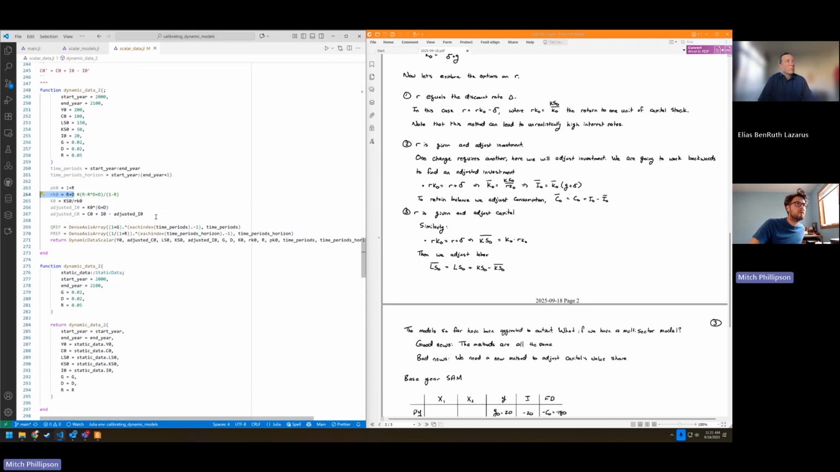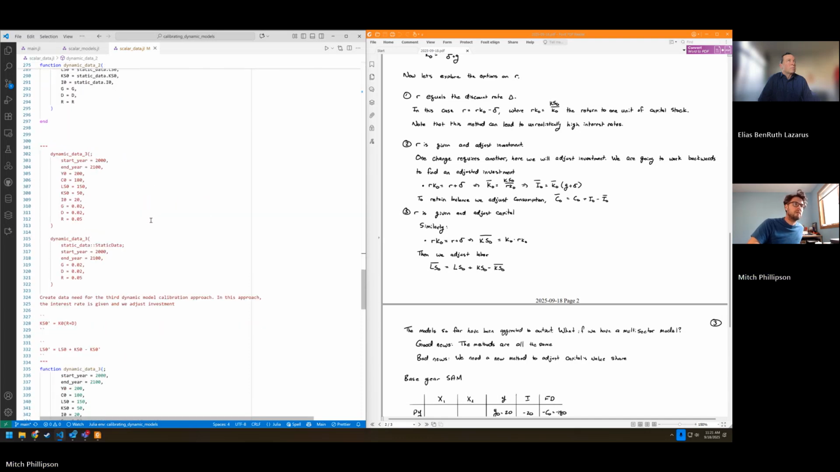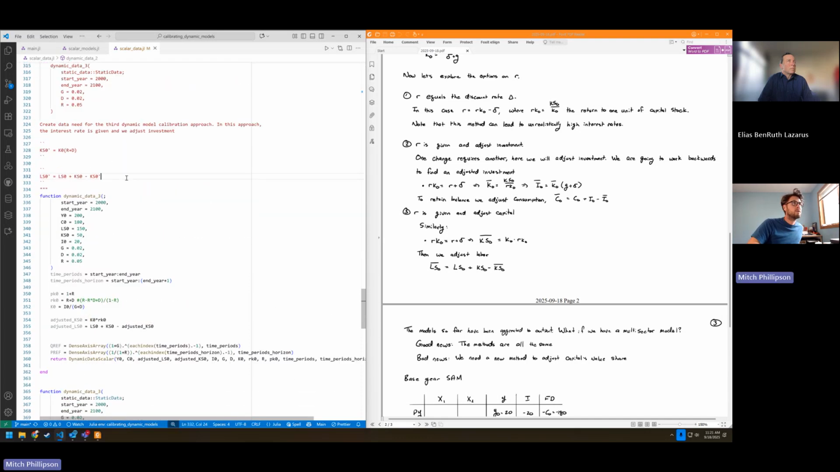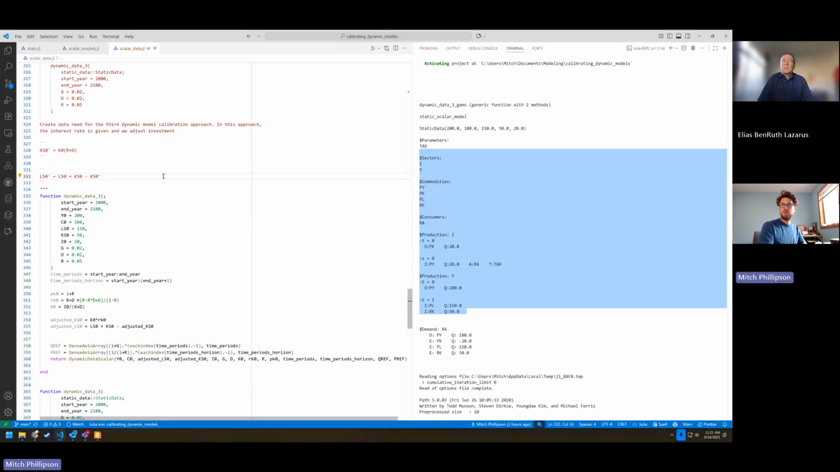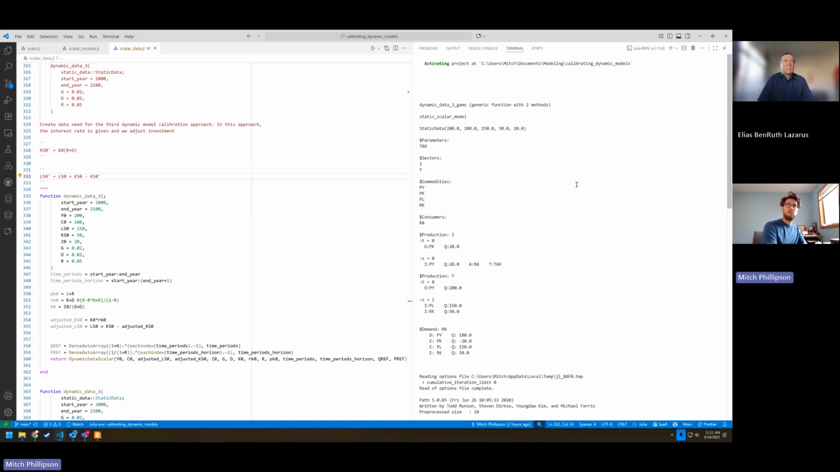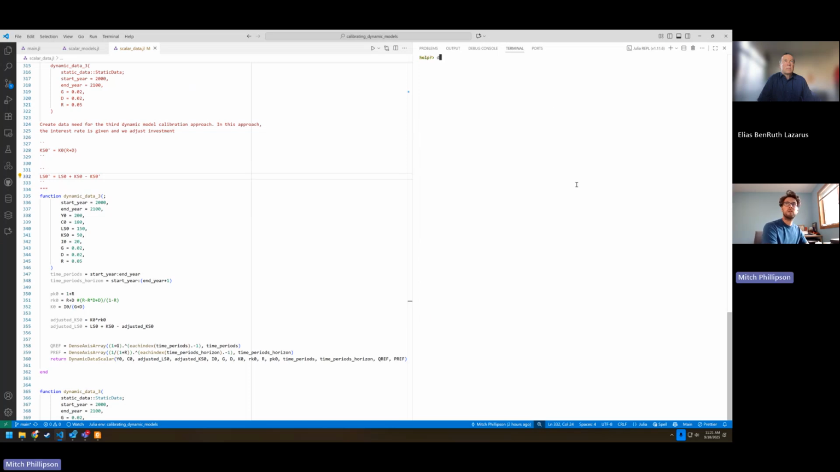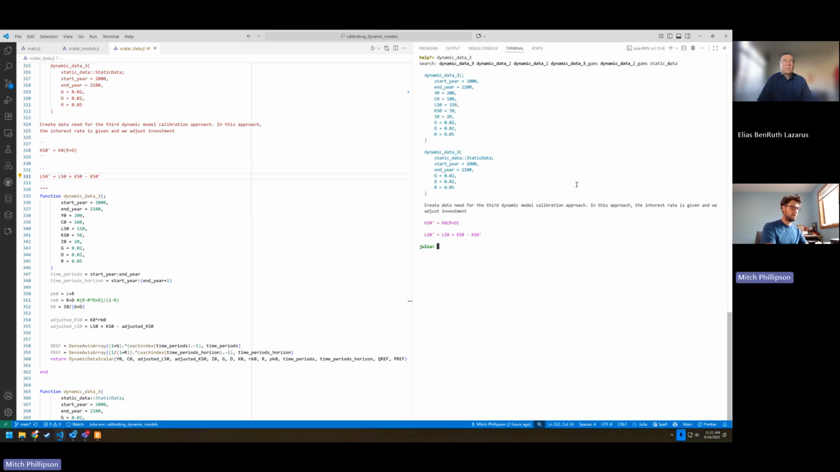And that's what we're doing here. Here we're adjusting investment and consumption. Here we're adjusting capital and labor. And I've set this up to be relatively intelligent so that you could do something like, okay, cool. I hit the question mark, and then just typed in the function name.